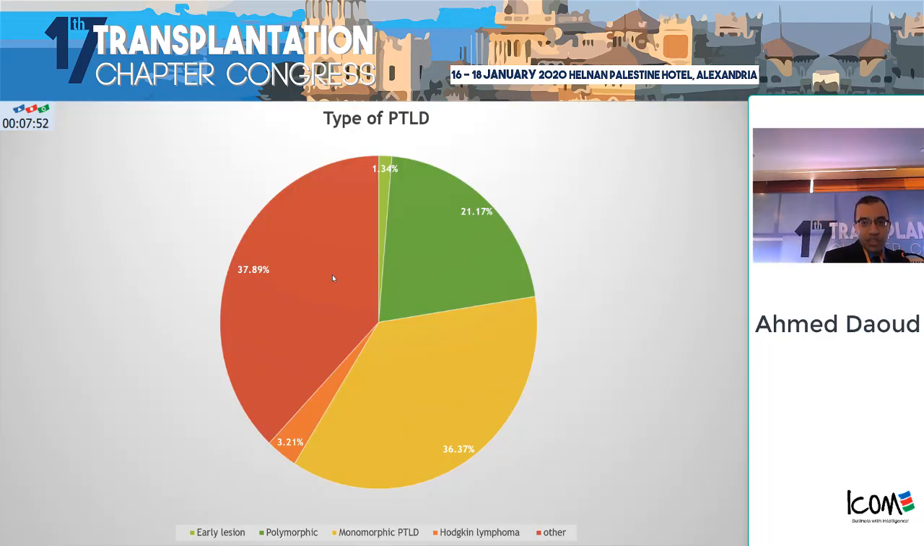So these are the types of the PTLD. The most common is the monomorphic PTLD, which is more than 36%, followed by polymorphic, and then we can see that both the Hodgkin's lymphoma and the early lesions are small in amount, and we have about 37% where the type is unknown. Okay, the others were those who had unknown type of PTLD.